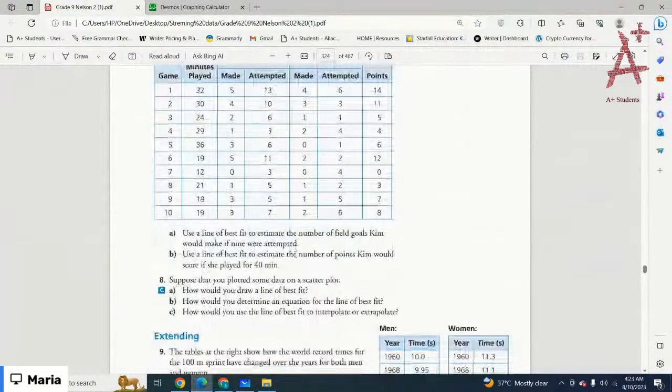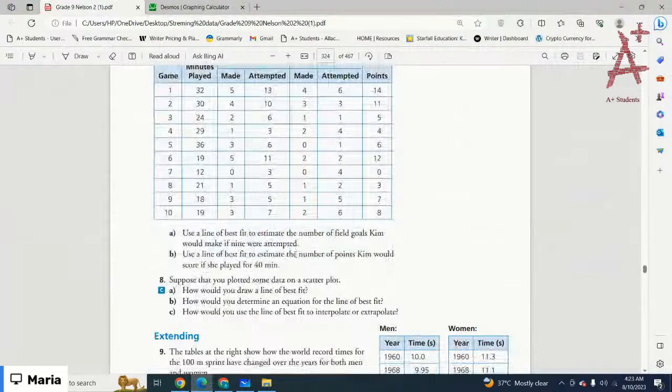So for all the questions, you just have to plot these points and make the line of best fit, right? Okay, the next one is question number 8. Suppose that you plotted some data on a scatter plot. How would you draw a line of best fit?